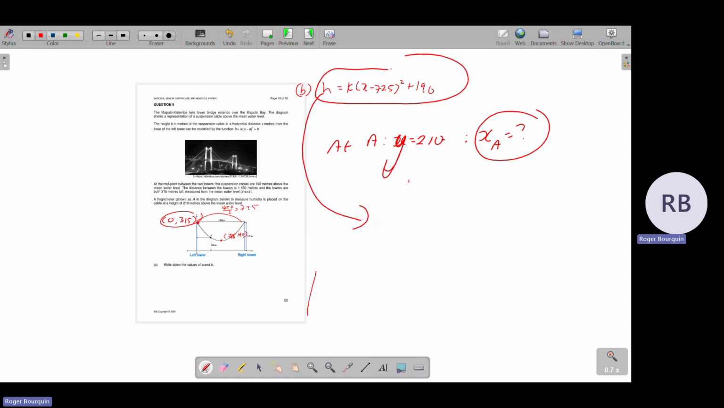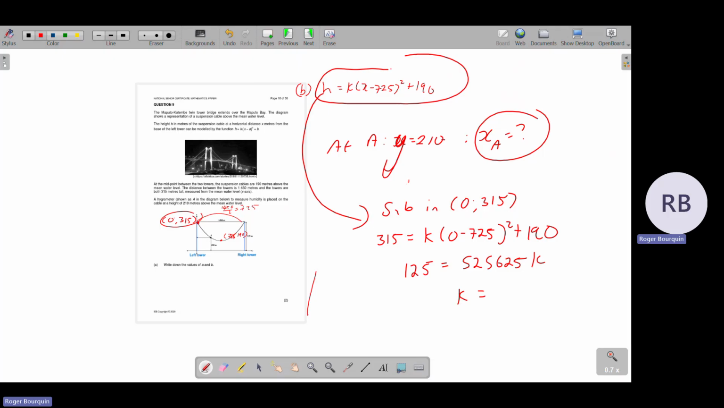Okay, to get the equation, I'm going to sub in 0, 315. Okay? So you're going to get 315 is equal to k, 0 minus 725 squared plus 190. Okay? So you're going to go 315 minus 190, which is 125, is equal to 525,625k. So k is going to be 125 divided by that big number. So k is equal to 1 over 4,205.